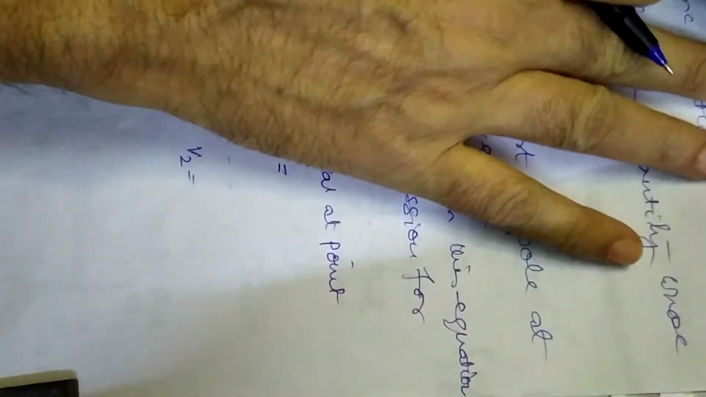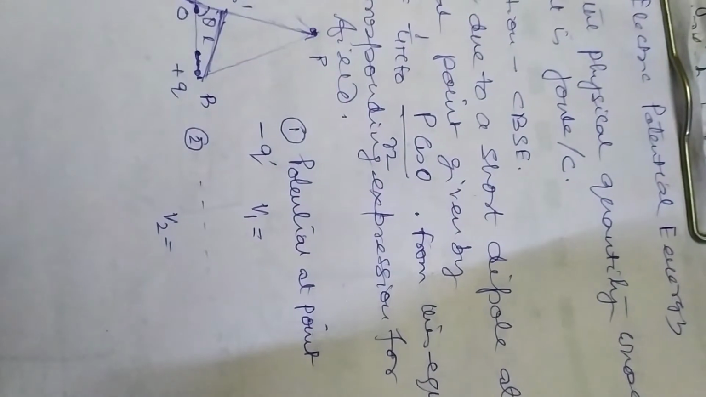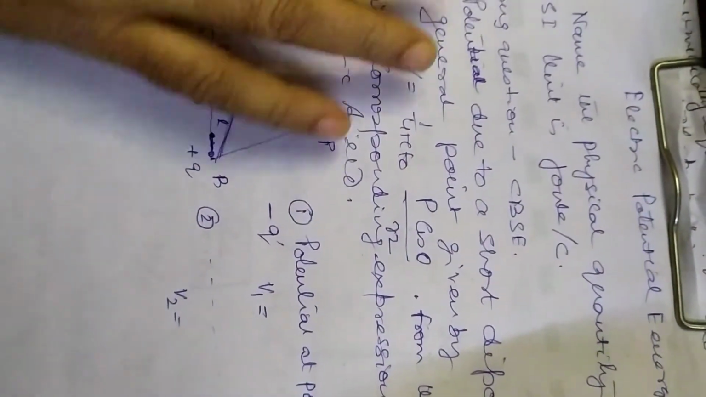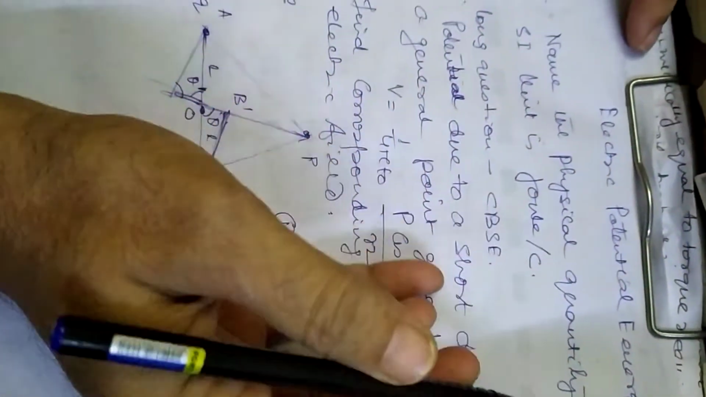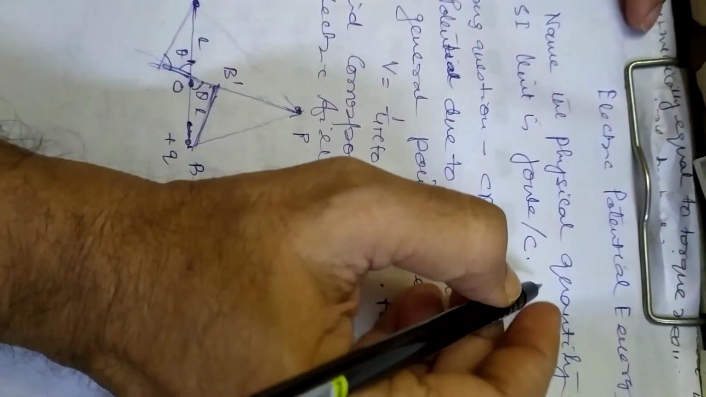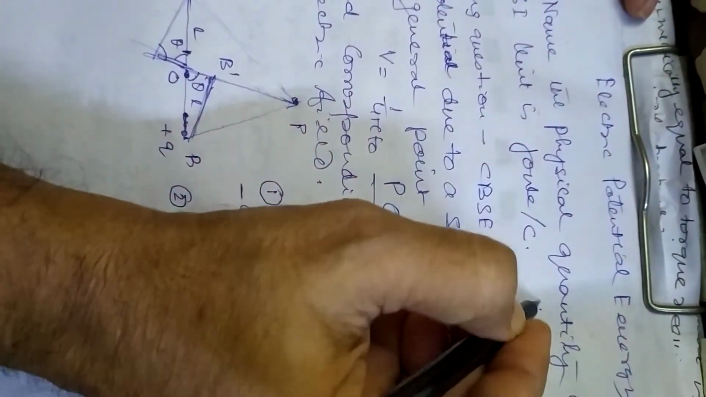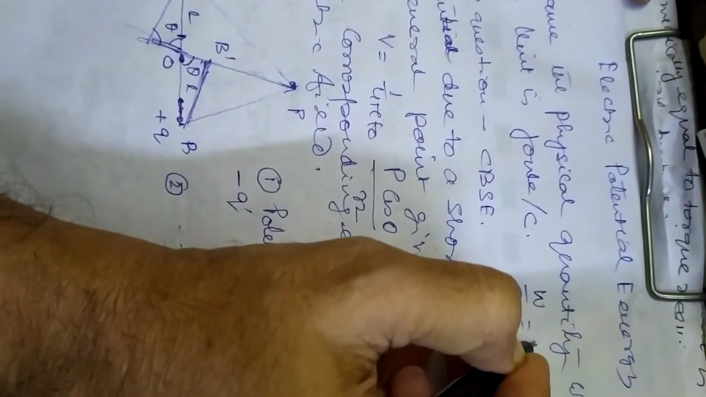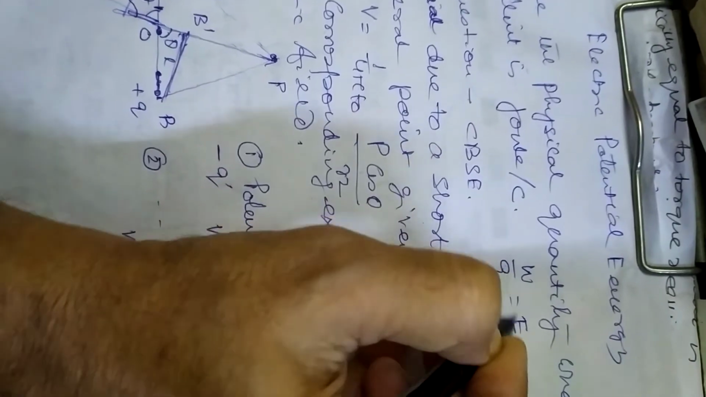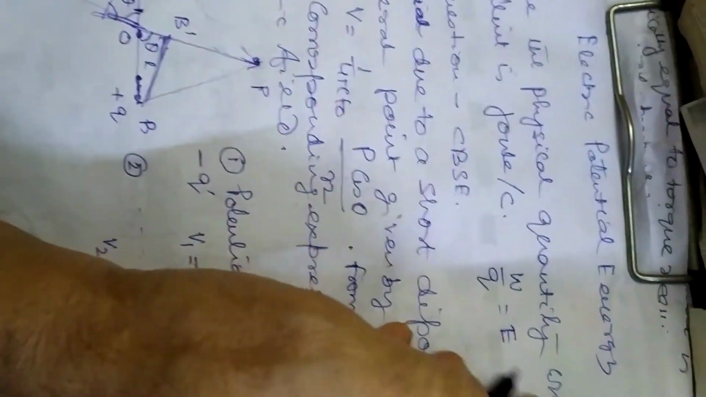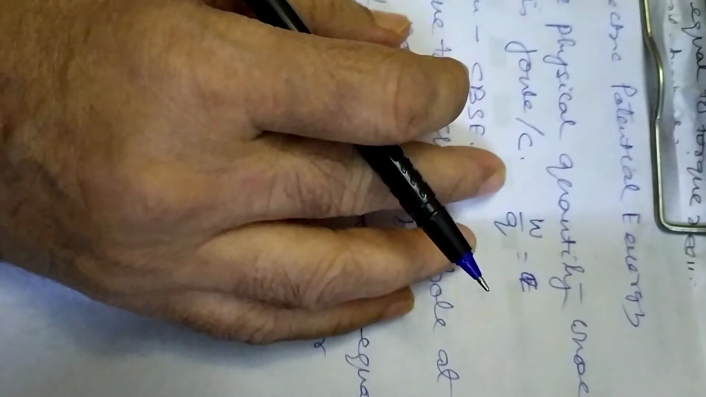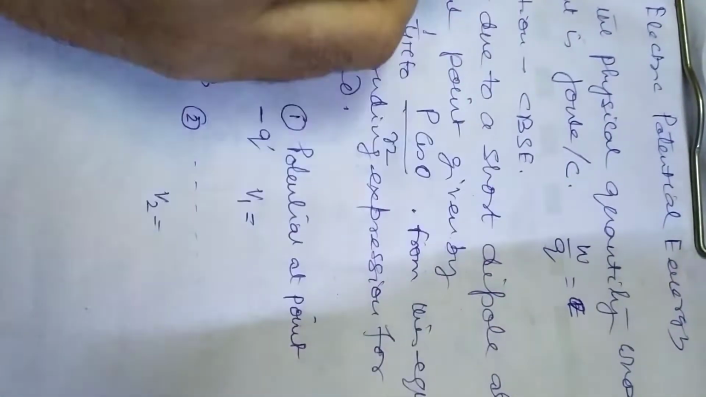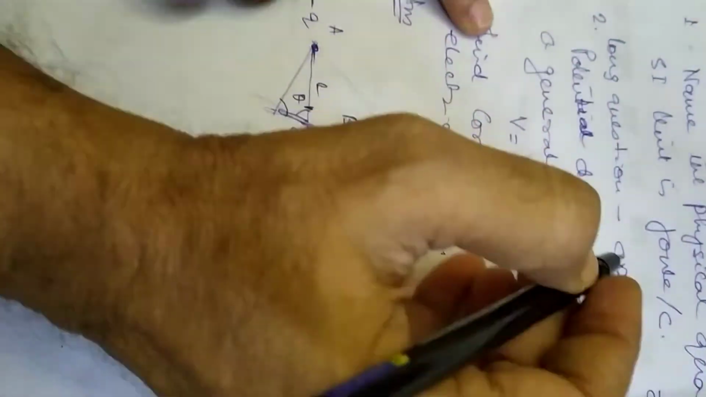Here it is given one question, that is, name the physical quantity whose unit is joule per coulomb. Joule per coulomb means W by Q. So this one we can find that this is equal to E, Q into E equals W. So in this way we can find out the joules per coulomb, that is what the physical quantity is. Okay, in this way we can solve this one.